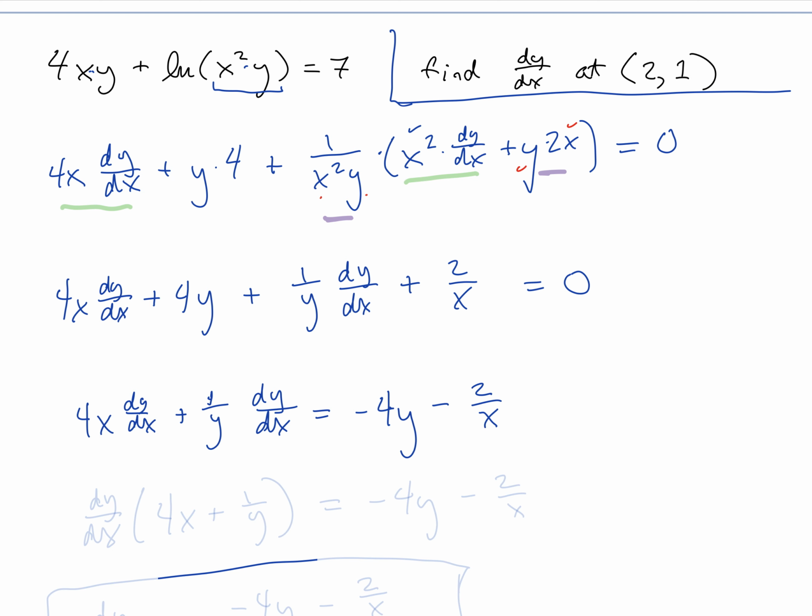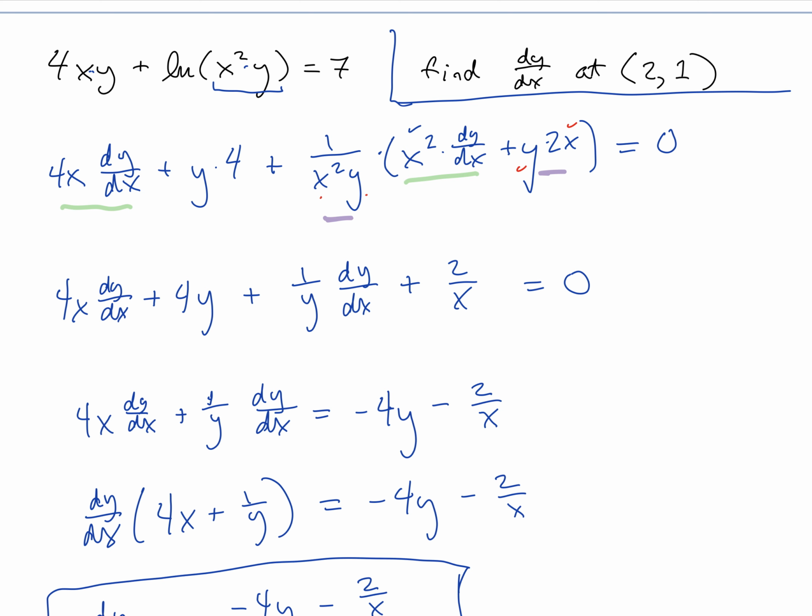Subtracting those over, and now I can factor dy/dx out by itself. So I've got dy/dx multiplied by 4x plus 1 over y is equal to negative 4y minus 2 over x. And now solving for dy/dx, dy/dx is equal to negative 4y minus 2 over x, divided by 4x plus 1 over y. So that is my dy/dx.